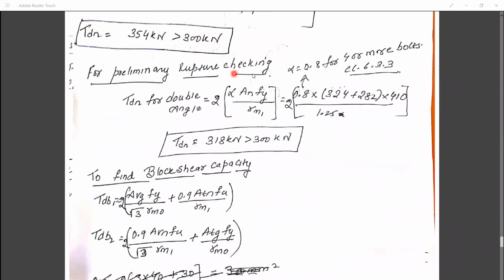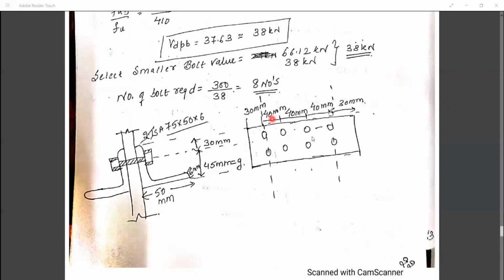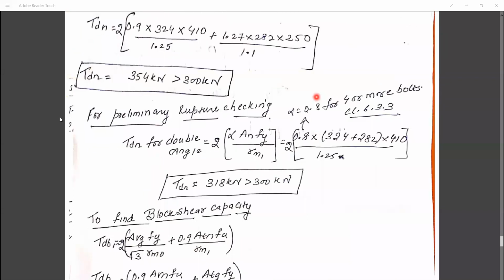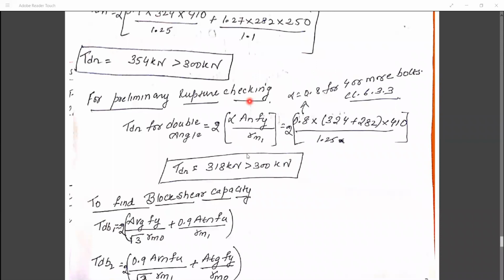Then next is for preliminary rupture checking. For double angle section, you need to multiply it by twice. Alpha AN Fu by gamma M1. Go to clause number 6.3.3. You can find this. See, alpha you need to take 0.8 for 4 or more bolts. So here we are having 8 bolts. So we need to take alpha value as 0.8. So here TDN will be 318 kilonewton, more than 300 kilonewton. AN is nothing but it is the summation of net cross sectional area, summation of these two things, ANC and AG naught.